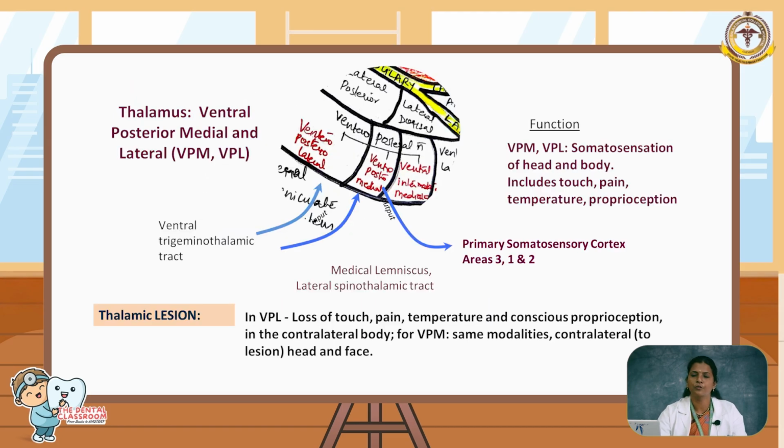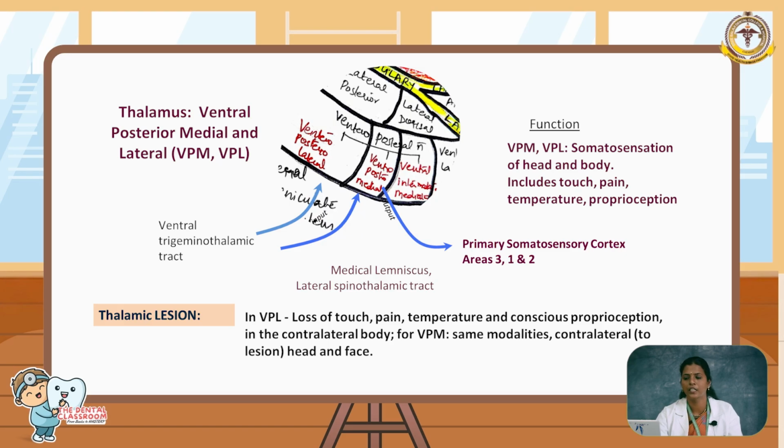You have the ventroposteromedial and the ventroposterolateral nuclei. The function of these two nuclei is important for somatosensation of your head and body. It includes touch, pain, temperature and proprioception. It receives input from the ventral trigeminothalamic tract, the medial lemniscus and the lateral spinothalamic tract. In turn, it gives efferent outputs to the primary somatosensory areas 3, 1, 2.